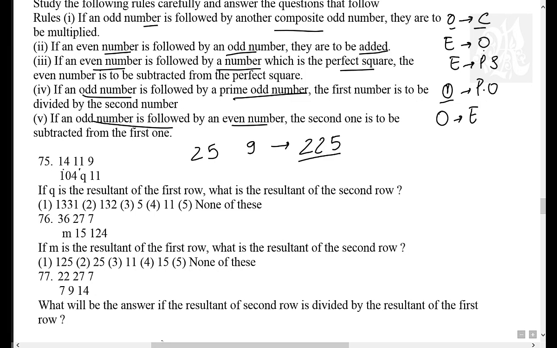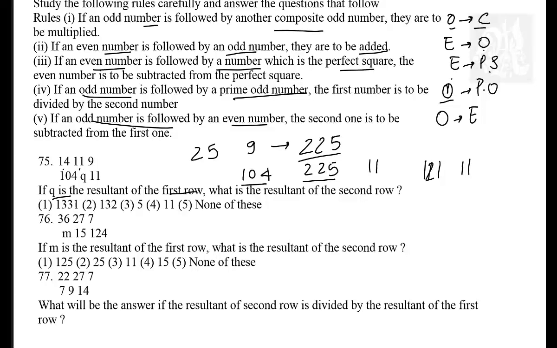So 225. Now they're saying that if Q is the result of the first row. So 104, 225, and 11. Look at the first one. What is the first one? Even followed by perfect square. What do you do? Even number subtracted from the perfect square. So what is the subtraction of 225 and 104? What do you get? 121. Then 121, 11. What is 121, 11? Odd followed by prime odd. Divided. 121 by 11? 11. That's the answer. 11. Now it should be this fast.